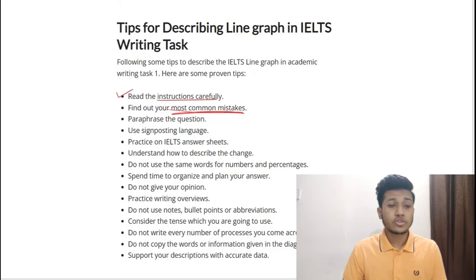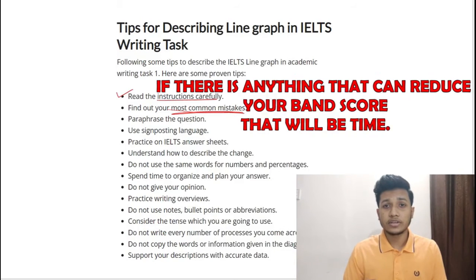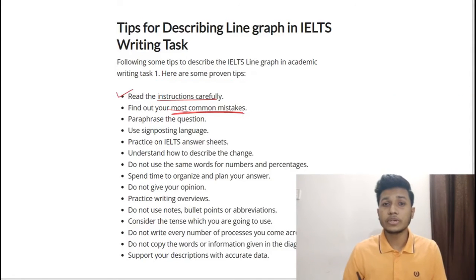Find out your most common mistake. See where you usually make mistakes. This can be done when you practice a lot. Try practicing and make your timing accurate. Don't write more. Try to finish your IELTS writing within 20 minutes and try to find out your mistakes.